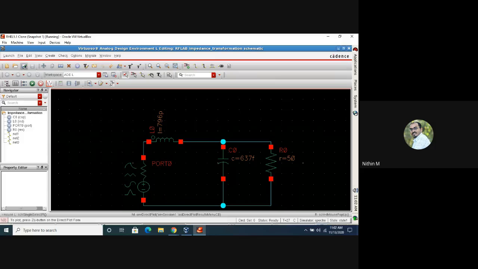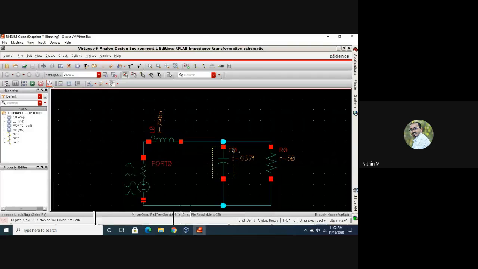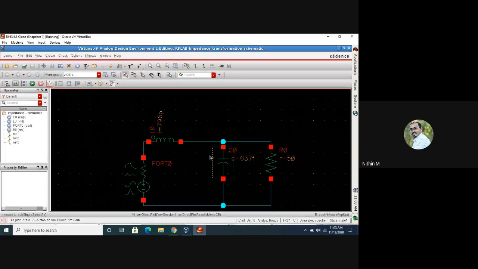The main drawback of this L section topology is that we have the provision to choose only L and C. That means there are only 2 degrees of freedom. Once you know the impedance transformation ratio, that you need to transform from 50 to 25, 50 to 25 will directly give you a Q factor value very close to 1.4.